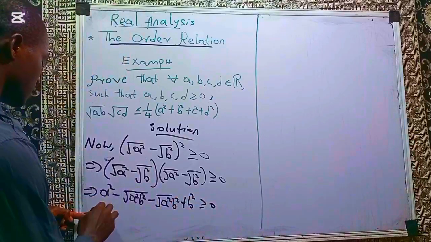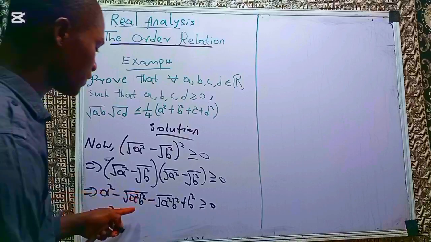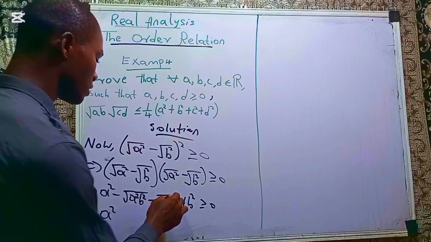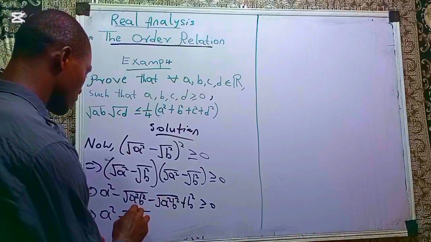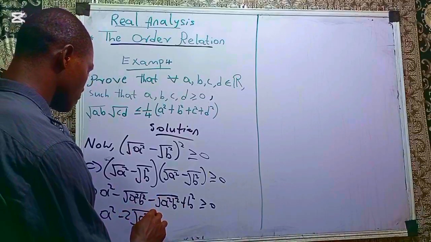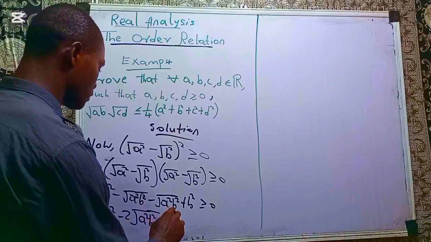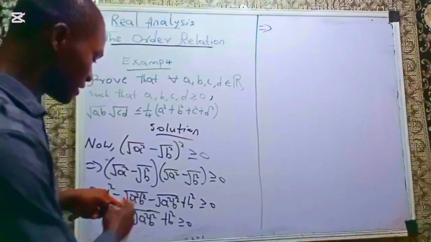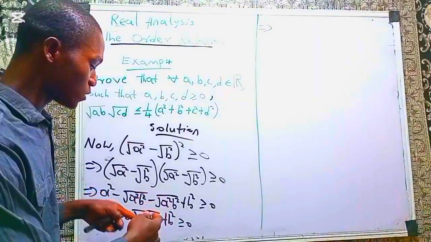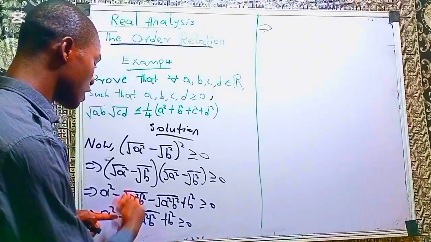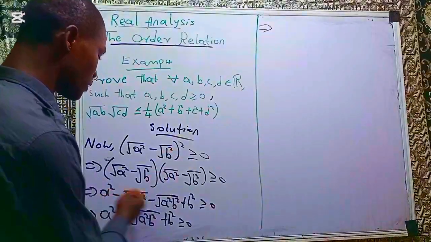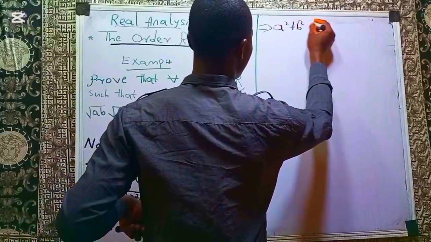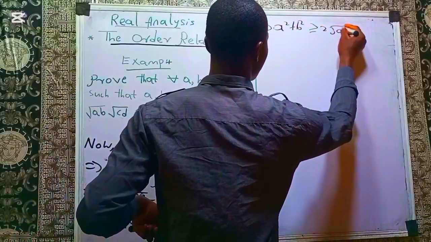So this implies a squared, negative square root of a squared b squared, negative square root of a squared b squared, will give you what? Negative 2 square root of a squared b squared. Then plus b squared, greater than or equal to 0. So this implies, can we move this negative 2 square root of a squared b squared to the right? Let's do that. If we move it to the right, it changes to positive. So the only thing we have at the left will be a squared plus b squared. So we have a squared plus b squared greater than or equal to 2 square root of a squared b squared.